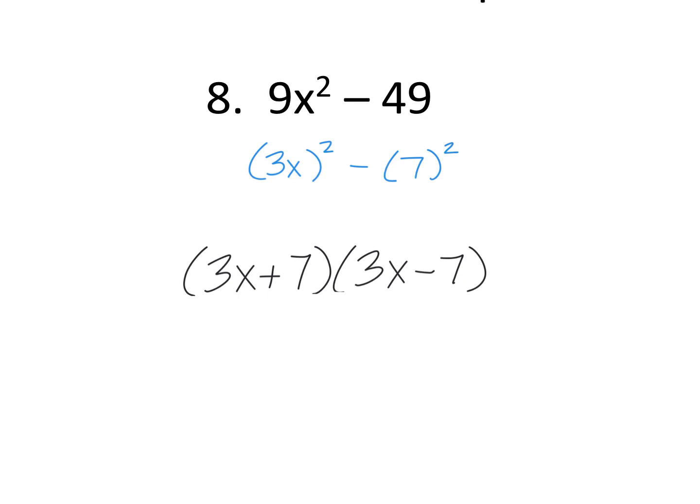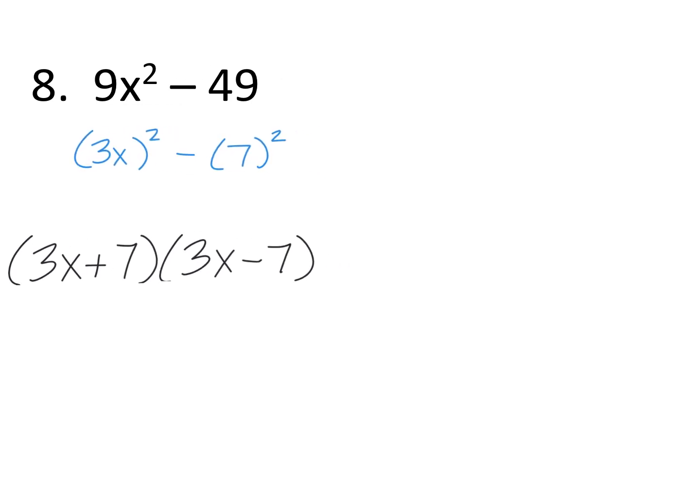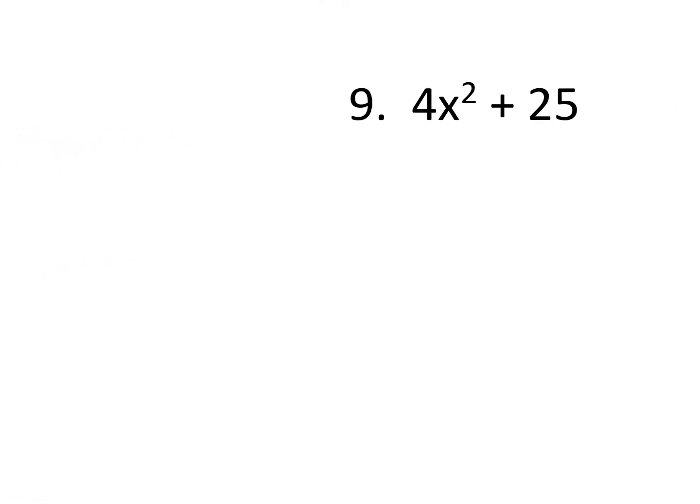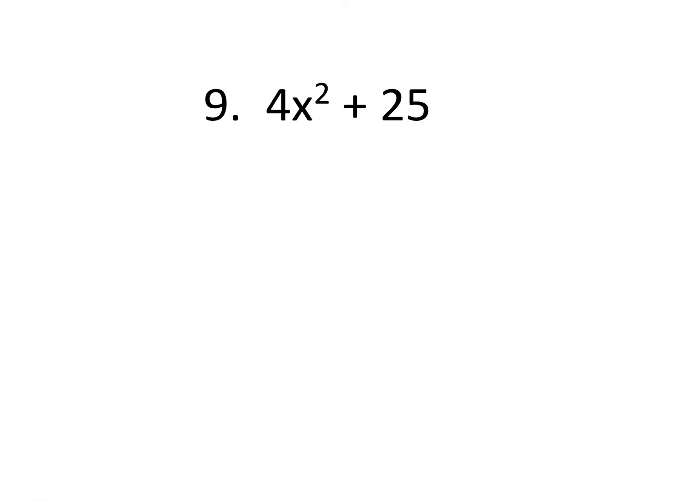You need to be careful because just because you have perfect squares doesn't mean that it always works. Look at number 9. There's something different about number 9. 4 is a perfect square. 25 is a perfect square. So you would think it would be 2x plus 5, 2x minus 5, but what's the problem? It's addition.